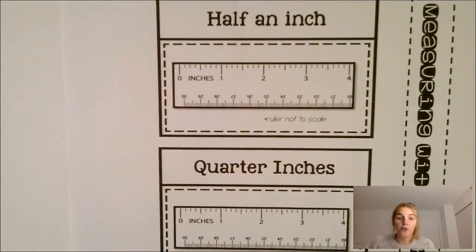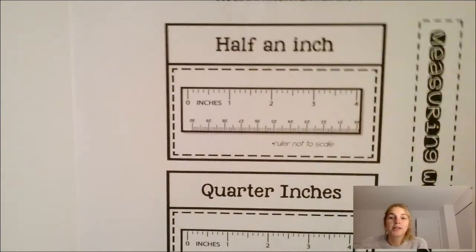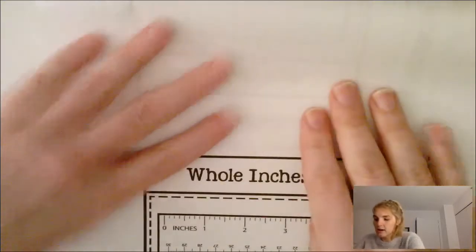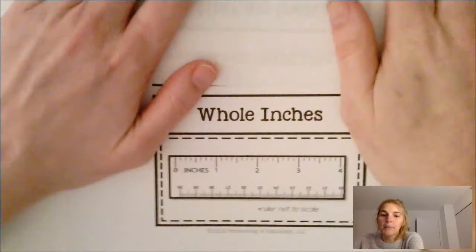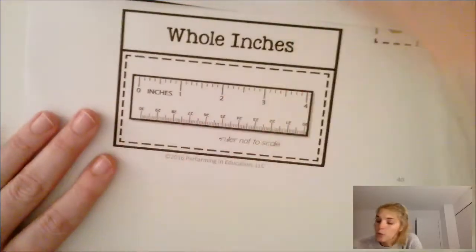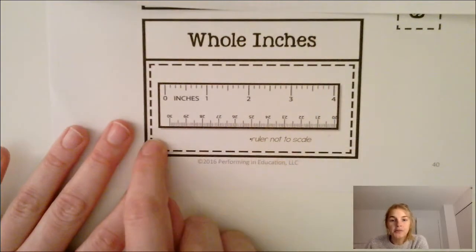So let's review first some things that you've learned before: how to measure objects to the nearest whole inch and how to measure objects to the nearest half inch. So let's take a look right here, and let's just focus on measuring to the nearest whole inch. Now here you have a ruler, and on one side you see inches, and on the other side you see centimeters.